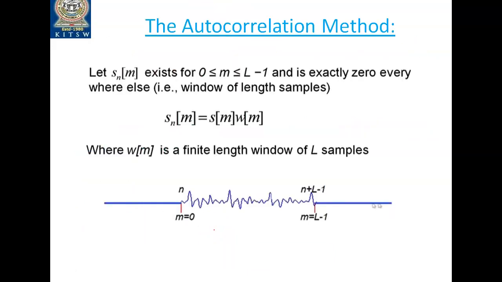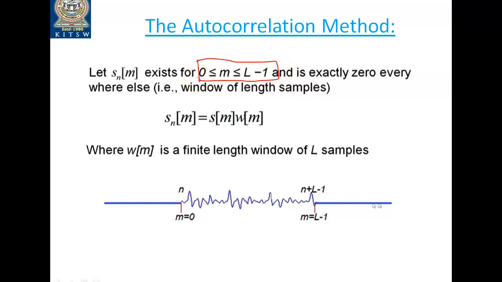Now, when it comes to the autocorrelation method, we already know the basic representation of the autocorrelation function. Let Sn of m exist within a length of the sequence. What you are doing is applying a window to the corresponding speech signal, and that is the reason we have taken the window length, that is 0 to L minus 1.